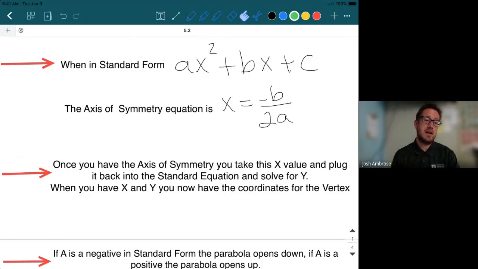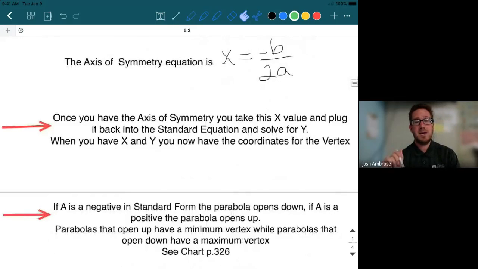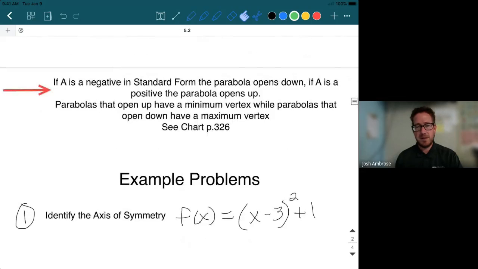Now, once you have that axis of symmetry, so now we're looking at one of the lower notes here. Once you have that axis of symmetry, you're going to plug it back into the standard equation, solve for y, and now you're going to have the x and y values that are the coordinates for your vertex, okay? The vertex is the dot where the axis of symmetry line crosses the parabola. And this last note here, you actually already know. We talked about this in our notes yesterday, okay? So let's take a look at some example problems.